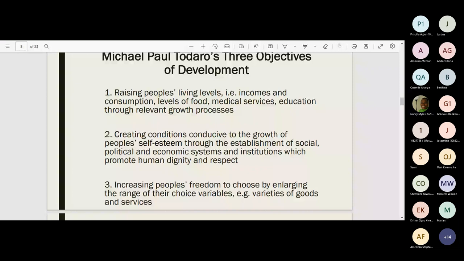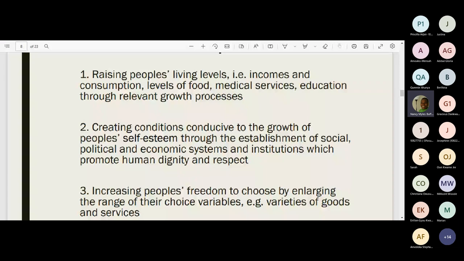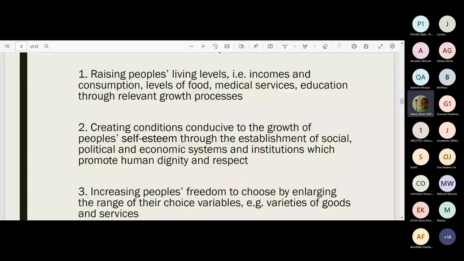Nana, go ahead. Doc, I think creating of jobs. Oh, which one? The second one. The second point, look at it. Creating conditions conducive to the growth of people's self-esteem through the establishment of social, political, and economic systems and institutions which promote human dignity and respect. So my question was, what do you think the target of that point is? Which part of development is that one focusing on? The earlier one focuses on people's economics, their incomes, their consumption, the level of food accessible to them, medical services, education, through good processes. Now, so that is your view. You think it is focusing on buildings, jobs? Okay, thank you. Let me take someone else.